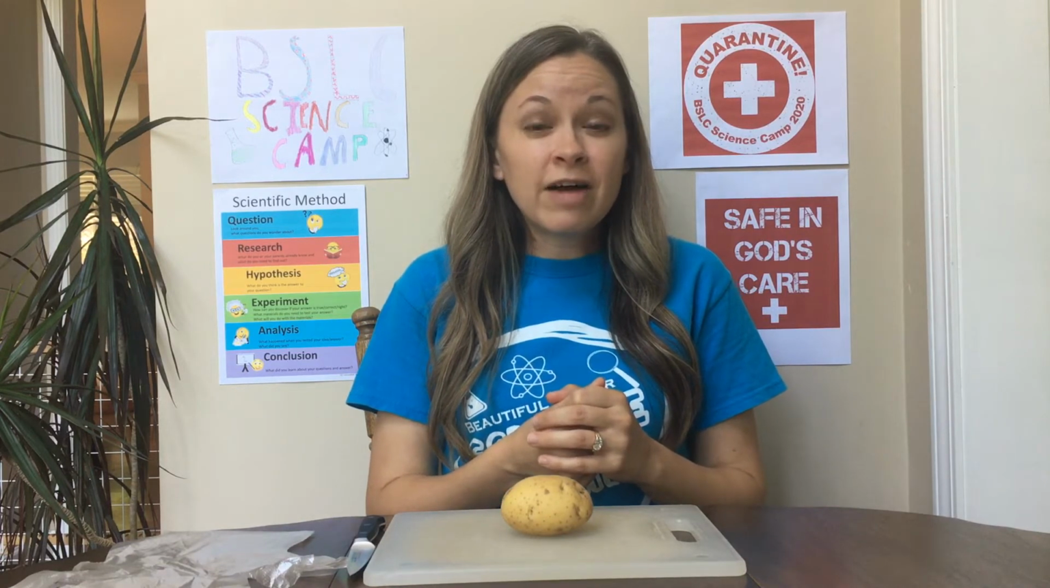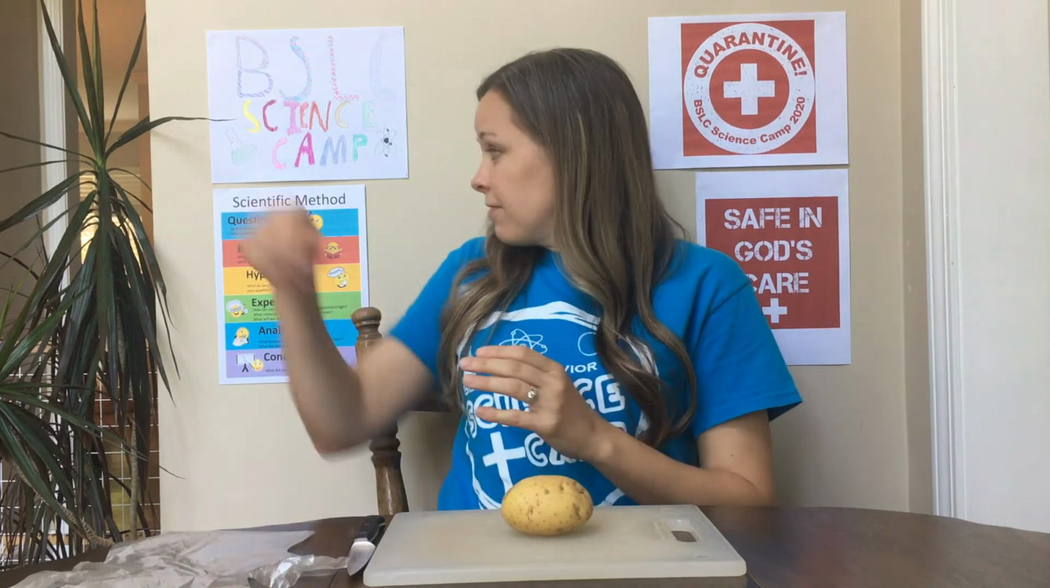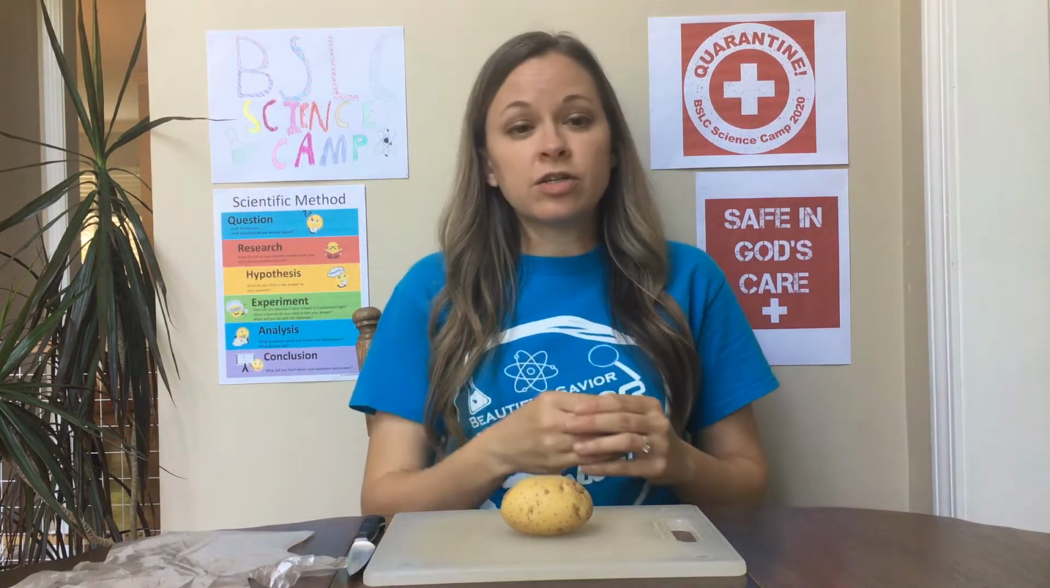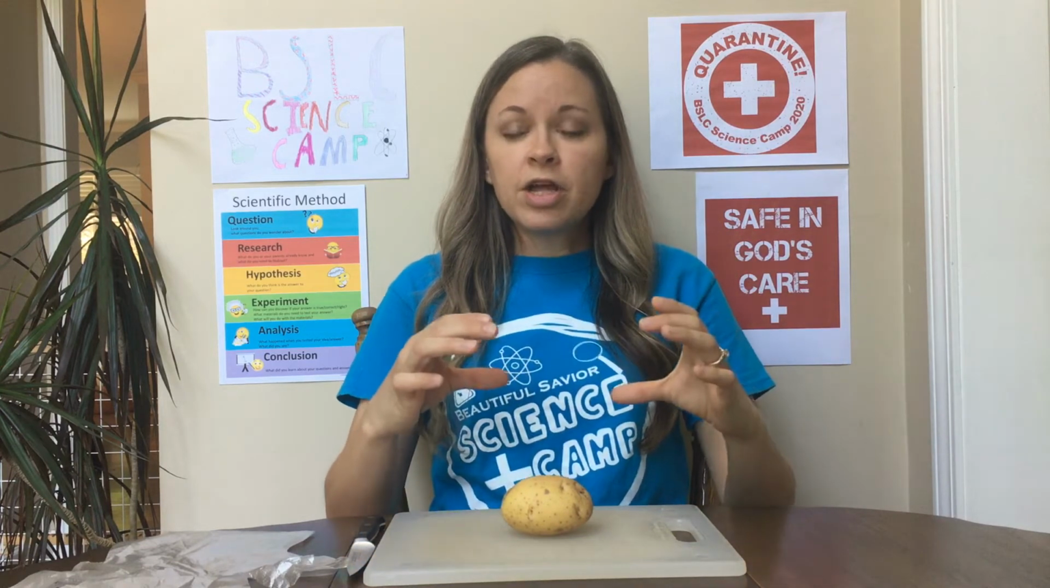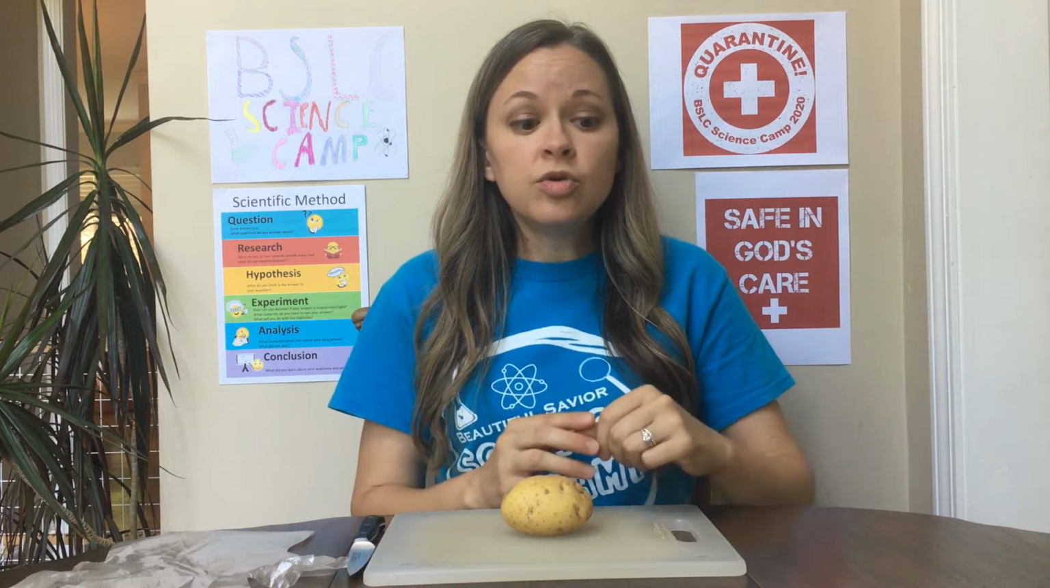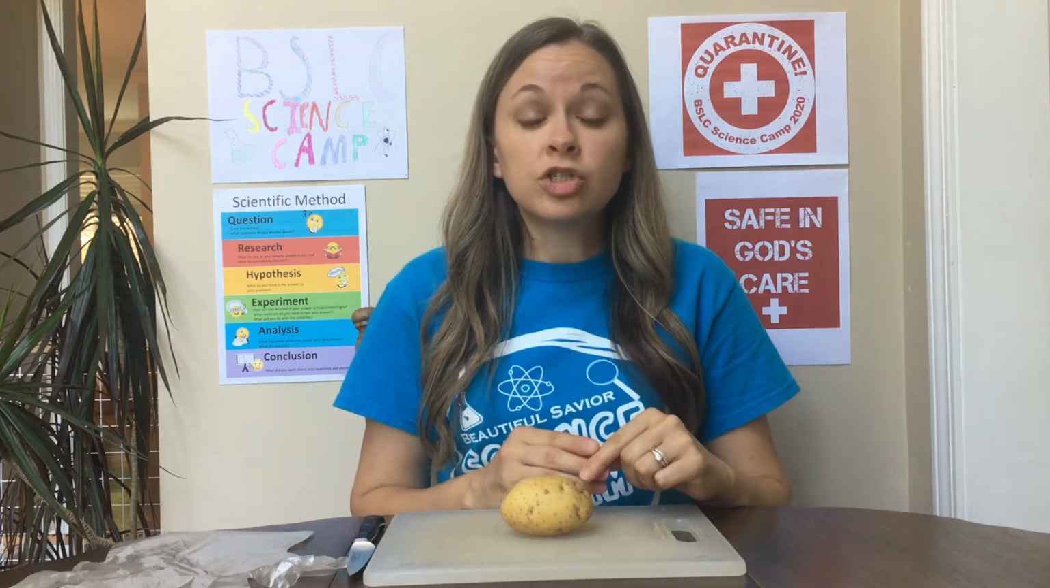So if we use our scientific method, the first thing we did was we asked a question. Where do germs live, and what might they look like after they've been growing for a while? So first, after that, we're going to do a little research. And that's just going to be what you already know. So on your instruction sheet, there's an area where you can write down some things you already know about germs.